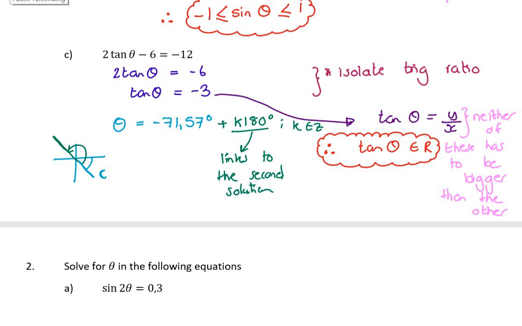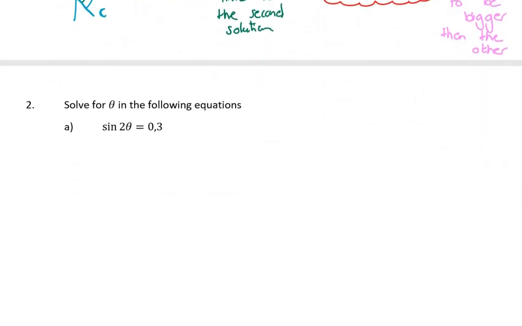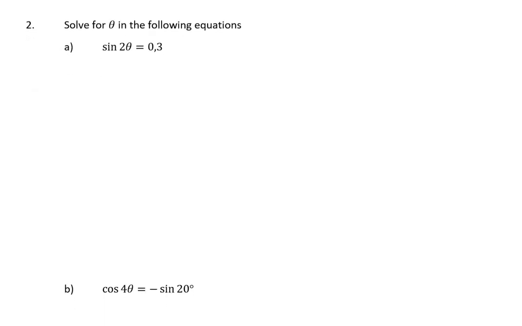Okay, so example 1 was all about isolating the trig ratio. So that's the skill we've learned. Now we need to move on to a different skill. This skill is all about what happens if the inside of the angle isn't theta, but for example it's 2 theta. We've been just doing sine of theta. Now this says 2 theta.